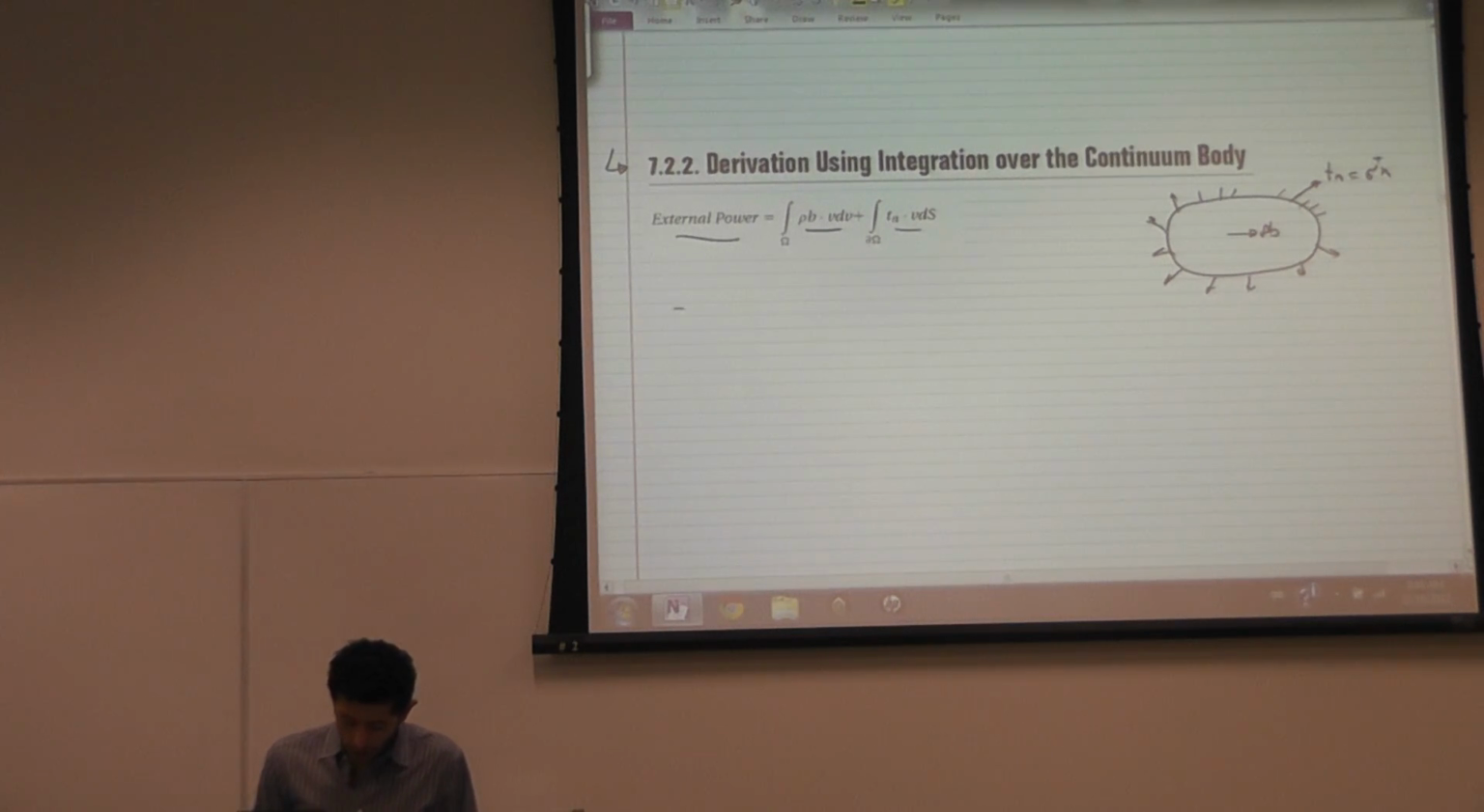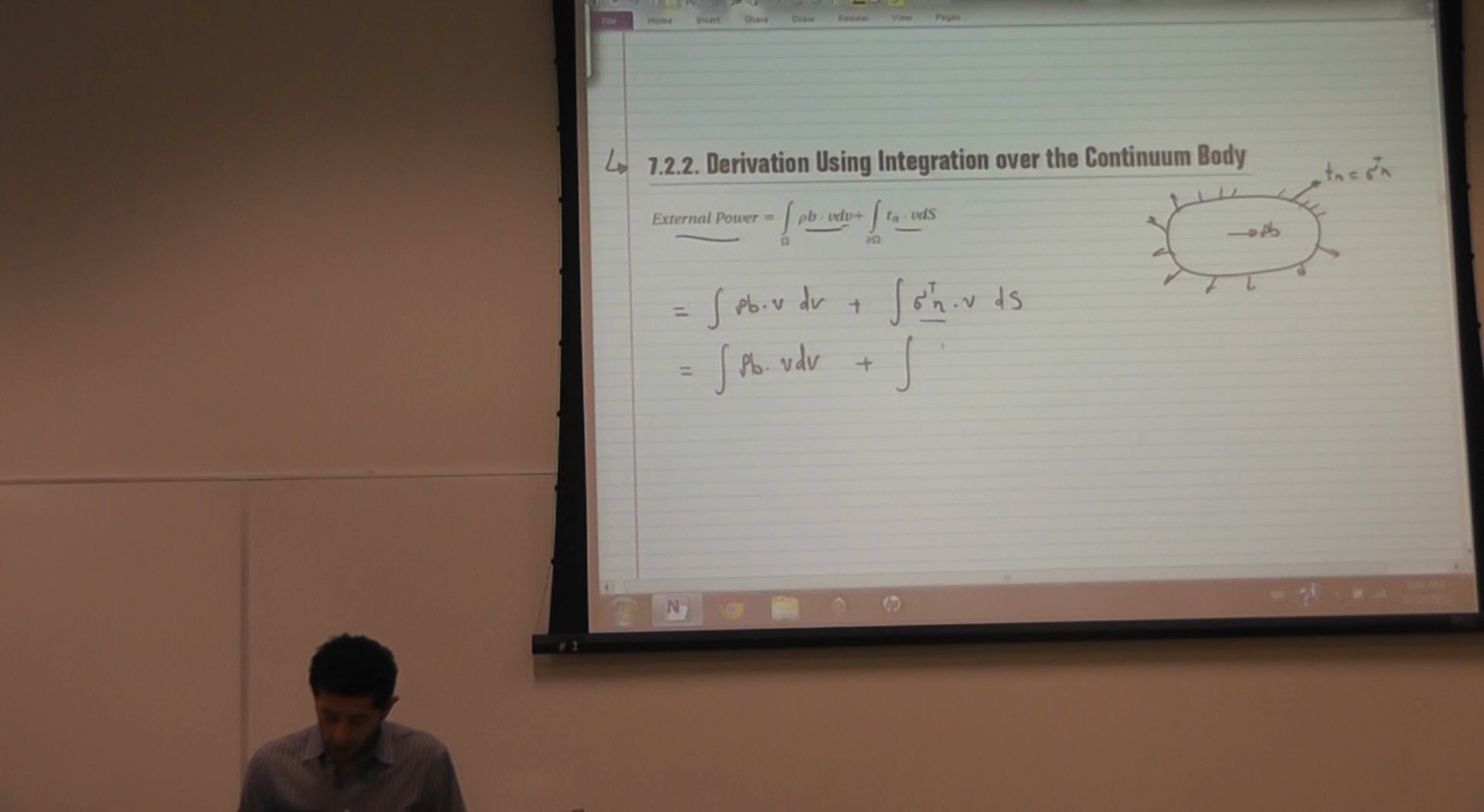So I'm going to show the external power is equal to rho B dot V, where dV is the volume, plus sigma transpose N dot V ds. This is equal to rho B dot V dV. I'm going to utilize the components here because it's easier for me. This is sigma ji nj vi ds.